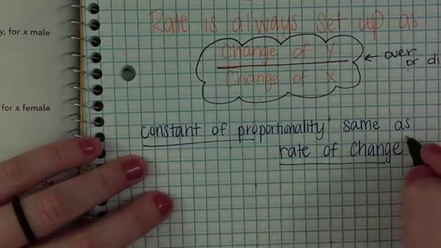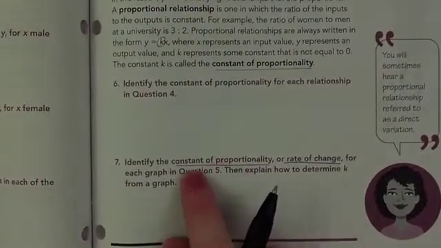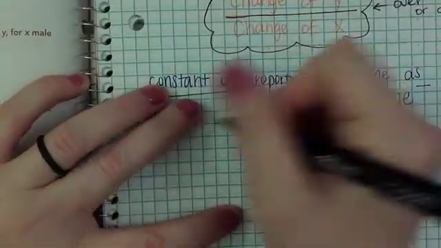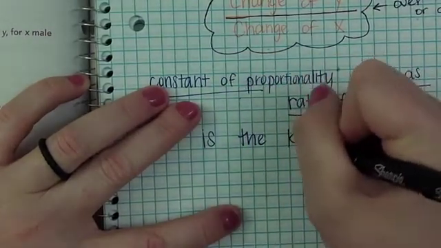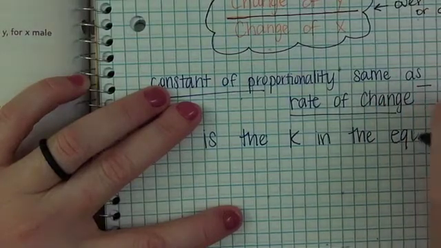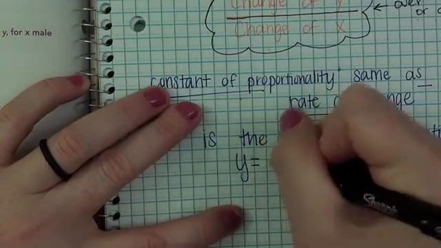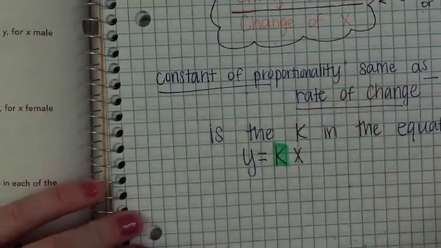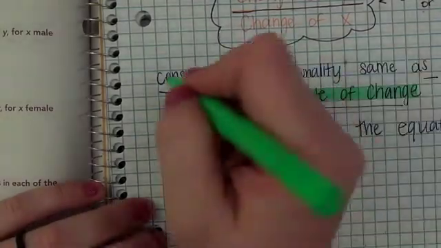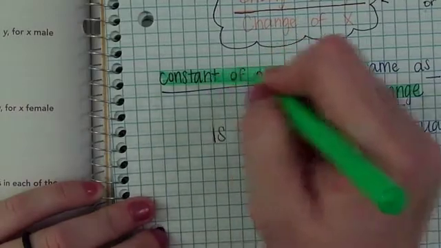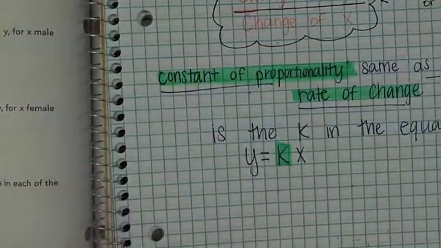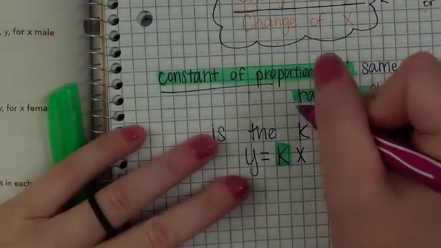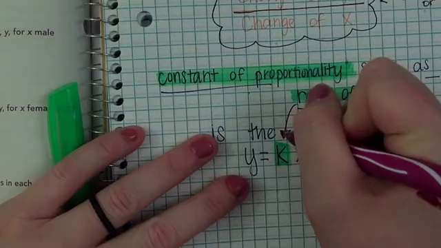If you don't, that's okay. We're still going to be learning it just the same. So the constant of proportionality, or the rate of change, is the k in the equation y equals kx. And I'm going to highlight that. So the k is the rate of change or the constant of proportionality. We're not going to use the words constant of proportionality very much. We are really going to be talking about rate of change. That is our big thing. So rate of change is the k.